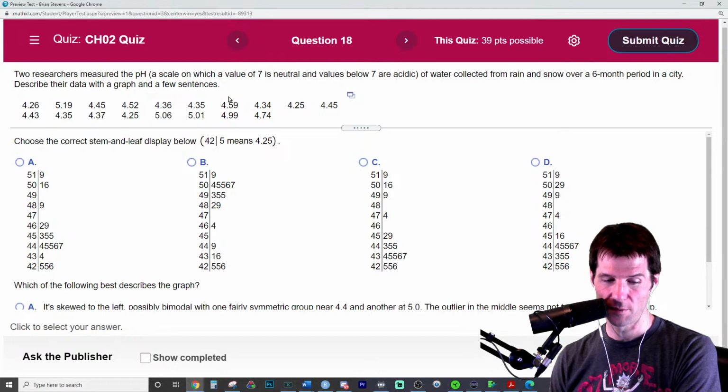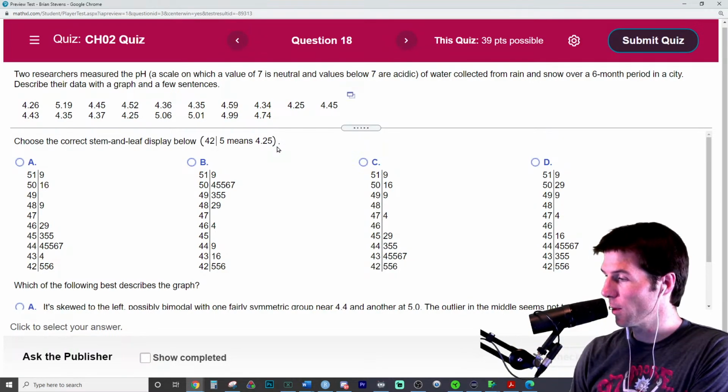Describe their data with a graph in a few sentences. Okay, so 42-5 means 4.25. So we've got to be very careful right here.